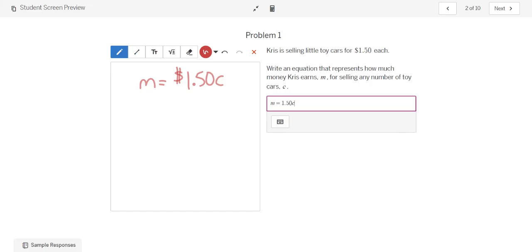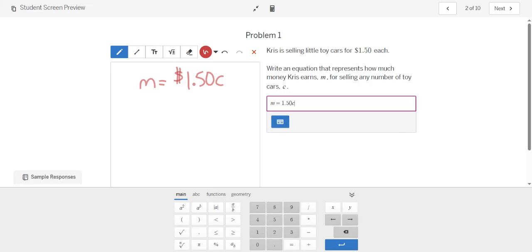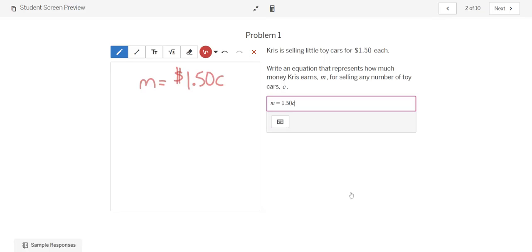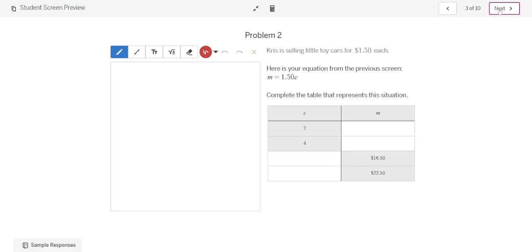There's no submit button. I don't see a submit button. Okay, we're going to the next one. We'll see when we get to the end.